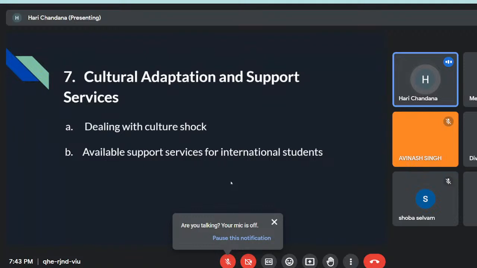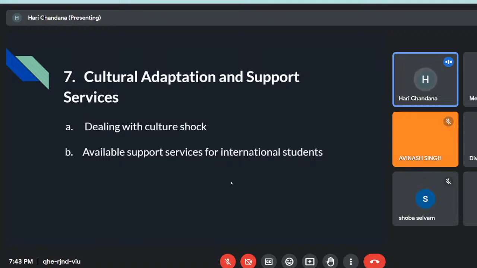Cultural adaptation and support services. So this includes dealing with the cultural shock and available support services for international students. The students must research about these things after selecting a destination and after planning the financial aid. Also, if there is a difficulty in going through this step, we are there to help you.